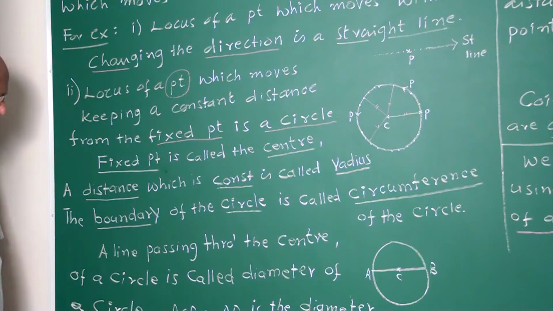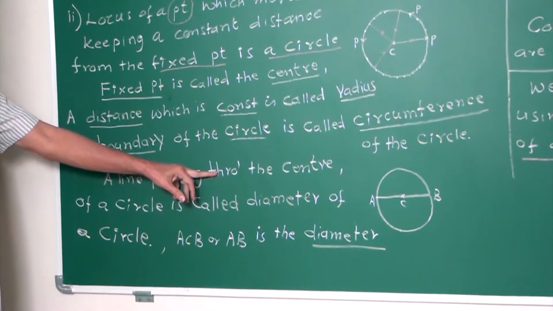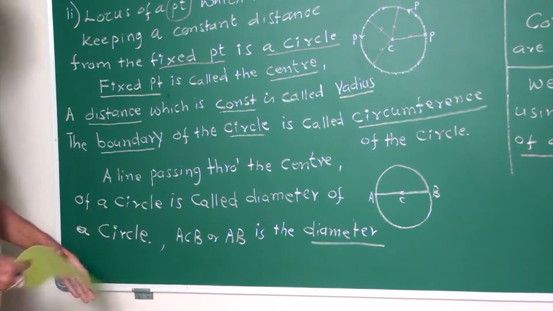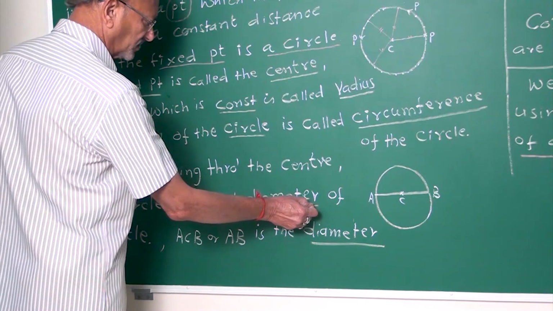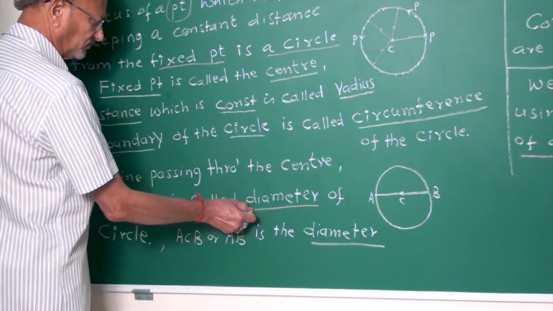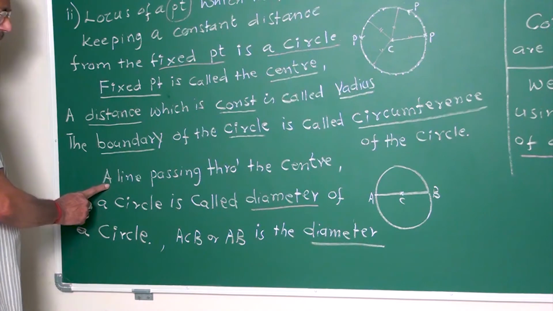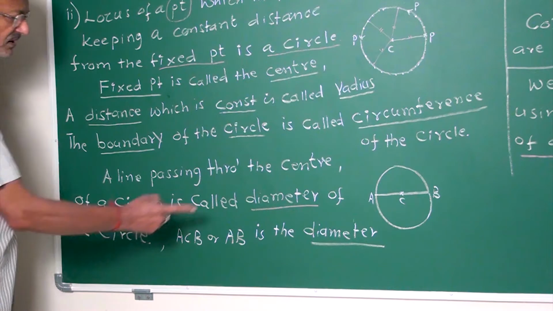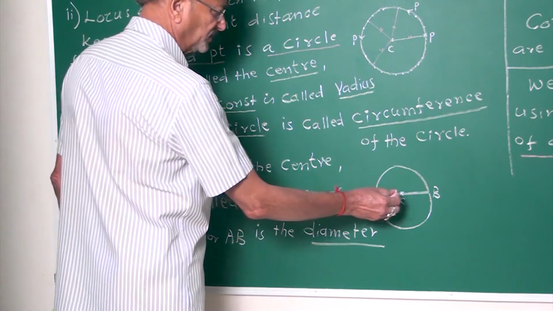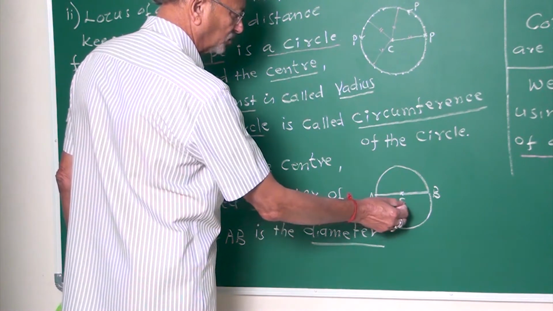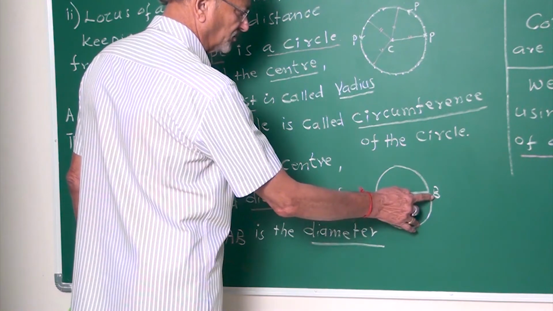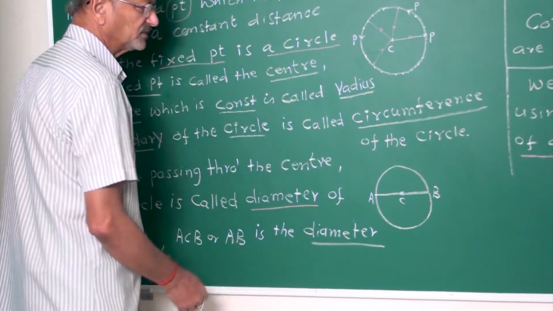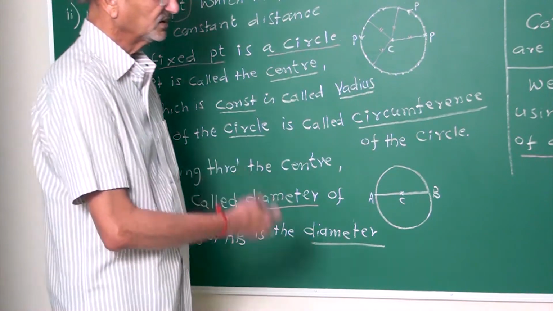Next definition, my friend, a line passing through the center. A line passing through the center of a circle is called diameter of the circle. Here from the figure, what is this AB? AB is a line that passes through the center. Therefore, either we can write this AB is the diameter or ACB is diameter of the circle. Yes, my friends.